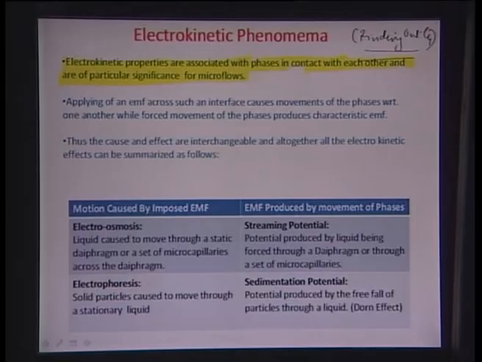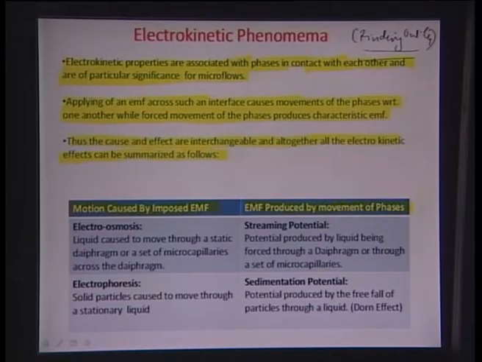Okay. So, applying an EMF across such an interface causes movements of all the phases with respect to one another, while forced movement of phases produces a characteristic EMF. Thus the cause and effect are interchangeable, and altogether all electrokinetic effects can be summarized as either motions caused by imposed EMF or EMF produced by the movement of phases.